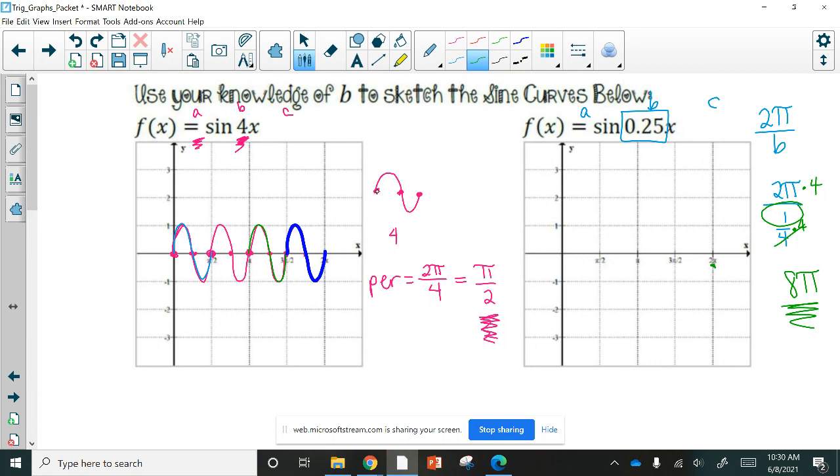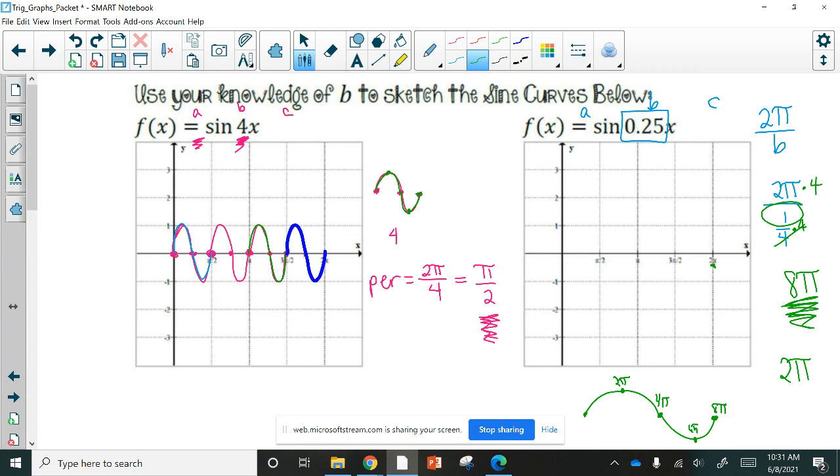Remember, we have 1, 2, 3, 4 parts. So take your period and divide it by 4. 8 pi divided by 4 is 2 pi. That means at each 2 pi, you're going to see one part. So this would be 2 pi. This would be another 2 pi, which is 4 pi. Another 2 pi would be 6 pi, and another 2 pi would be 8 pi. Okay? So 2 pi, 4 pi, 6 pi, 8 pi.